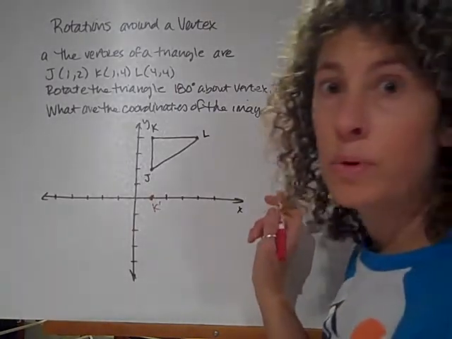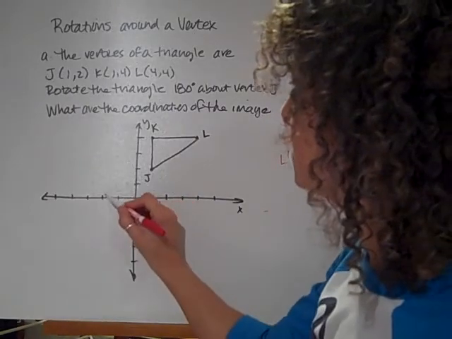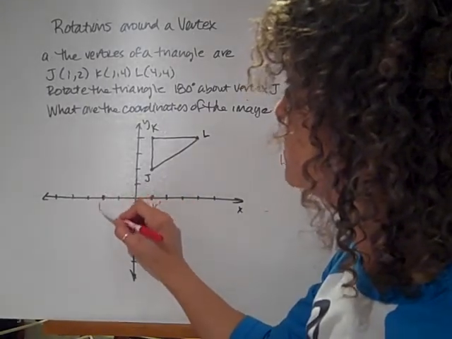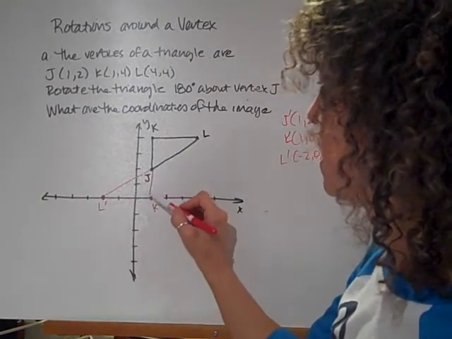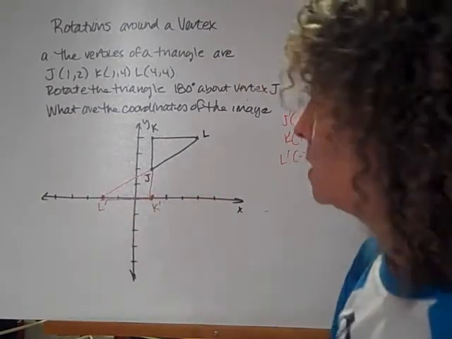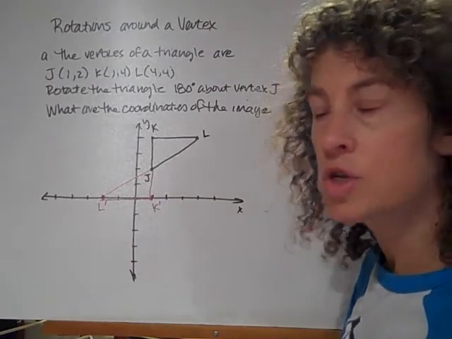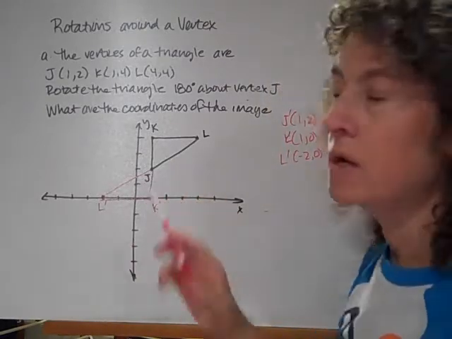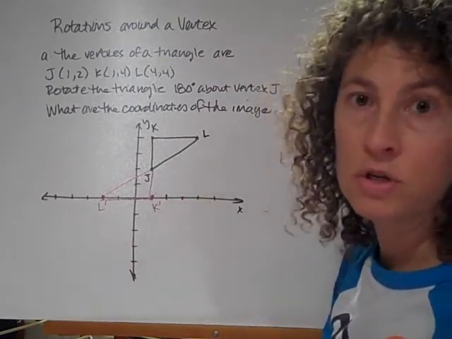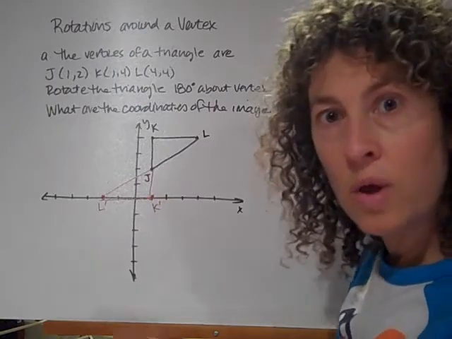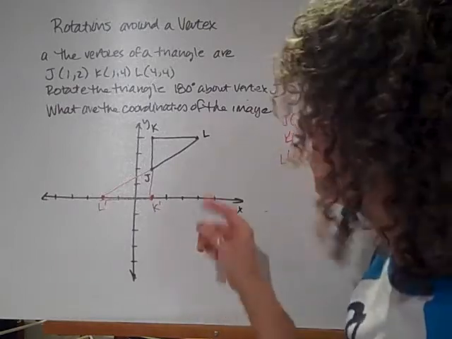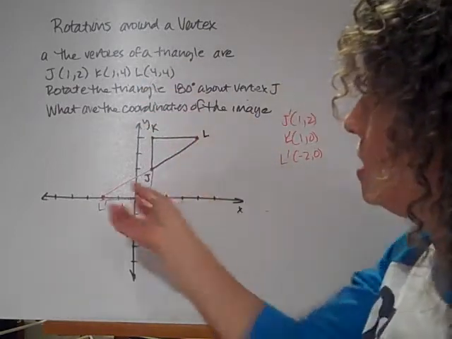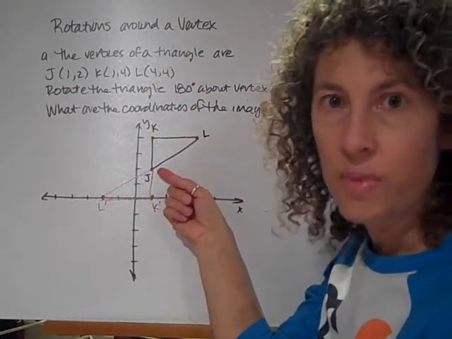And then L prime is at (-2, 0). So here is my L prime. And I'm going to connect those sides so that I get my new shape. So here's my rotated shape down here. It's still congruent to the original shape. So we have corresponding angles, we have corresponding sides. Those are all still congruent to each other. I've just rotated around like this was the center of my clock.